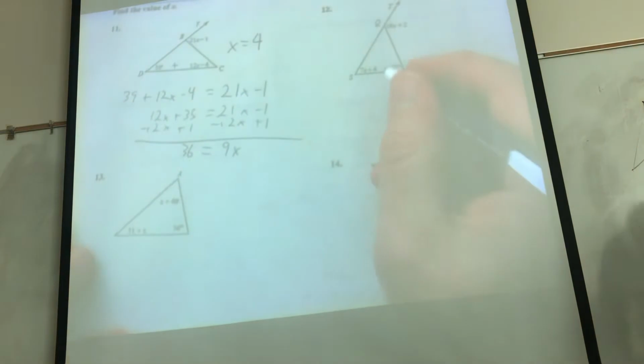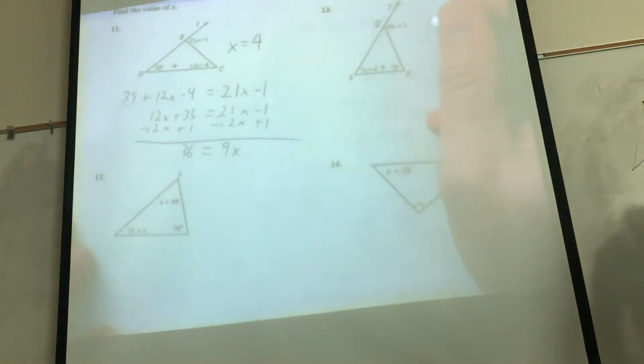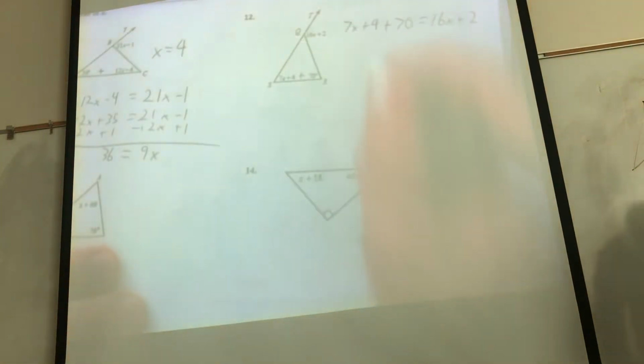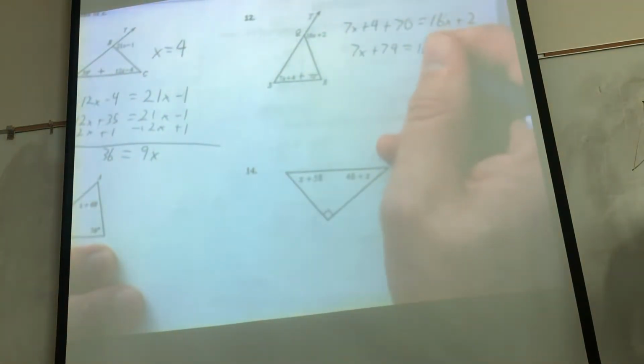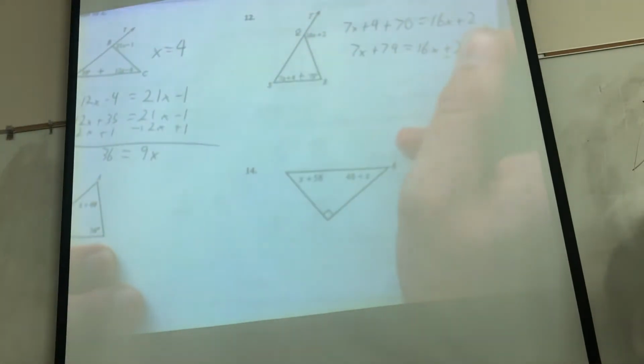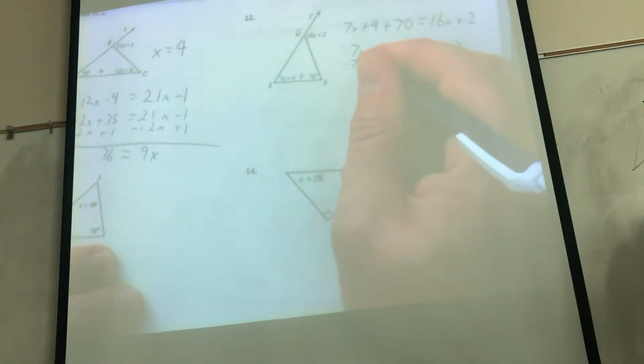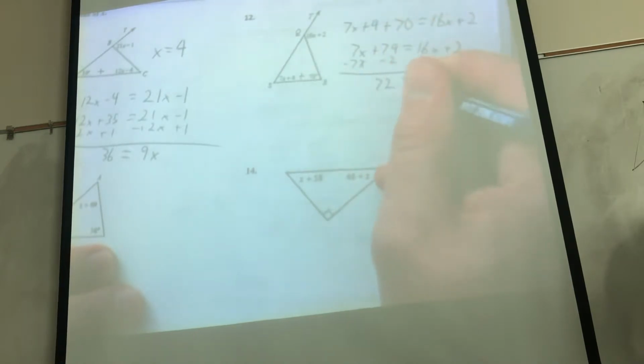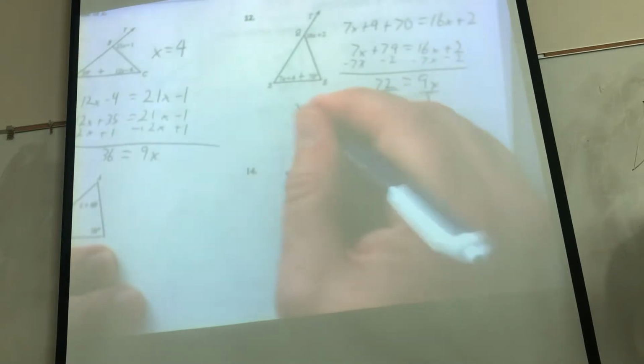On this one over here, the exact same thing's going on. 7x plus 4 plus 70 is equal to 16x plus 2. It's helpful to go ahead and add these together to get a slightly smaller equation. So you get 7x plus 74 is equal to 16x plus 2. I subtract 2, subtract 2, subtract 7x, subtract 7x. I get 72 is equal to 9x, divide by 9, and x is equal to 8.